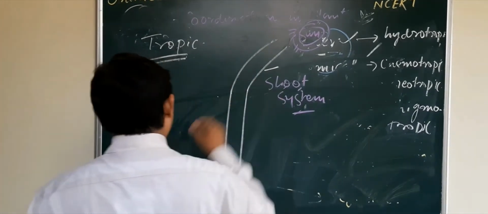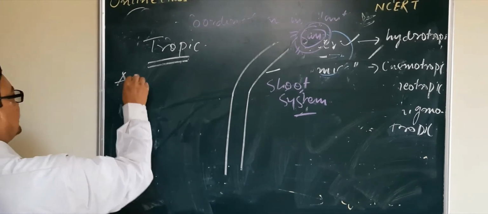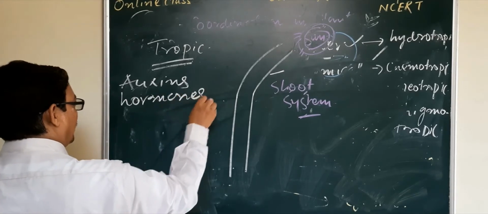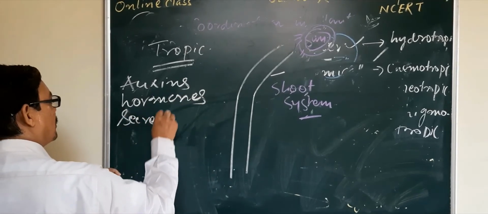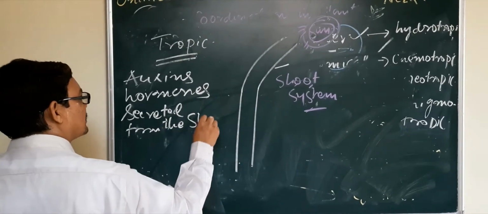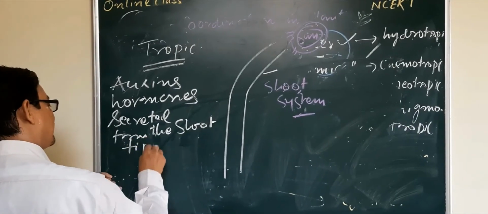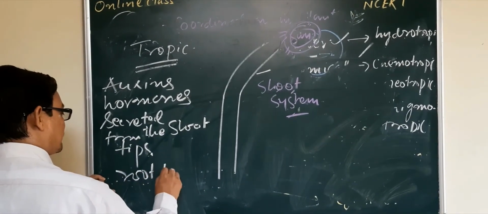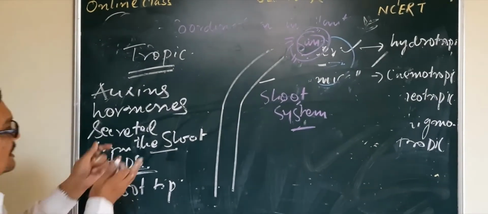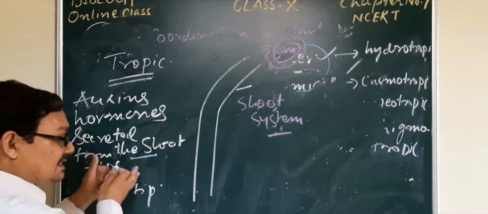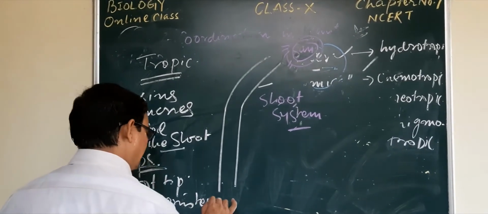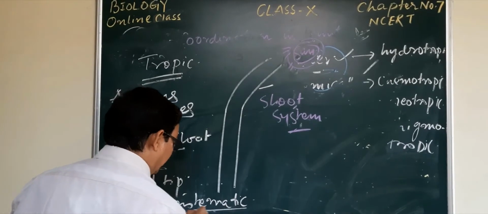Here, you well know that auxin hormones are secreted from the shoot tips. When we are talking about the shoot tips, that means shoot tips or root tips. The shoot tips and the root tips are the growing parts. That means they possess the meristematic tissue. Their cells can divide continuously. That is why this is the growing region.